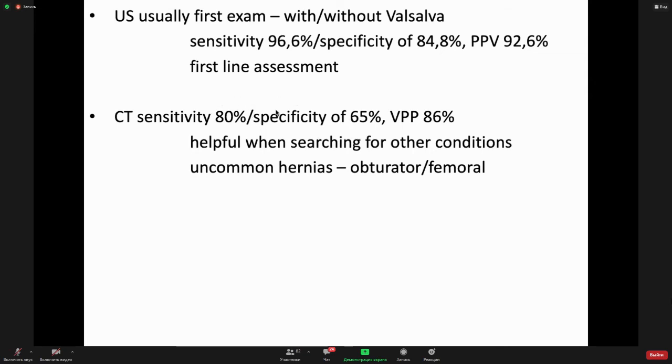Probably it's not as good as MRI, but we're going to see in the next step that MRI is tough to read and it's not usual for the surgeon. Probably CT is helpful when searching for other abdominal conditions and for uncommon hernias like obturator or femoral.